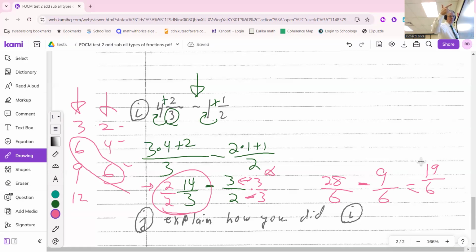6, 12, 18. That's really close to 19. 24. Has to be between 3 and 4. So it's 3. 6, 12, 18. I do 19 minus 18, which is 1. So that's 1/6. I am showing you every single step because you don't have the opportunity to ask me a question right now.